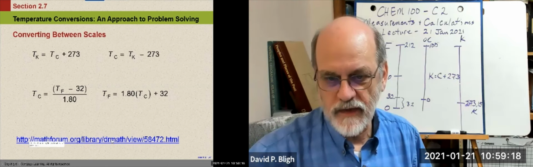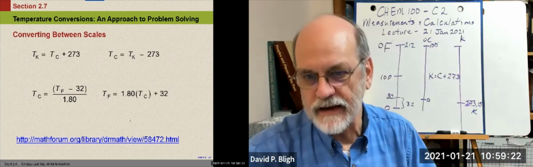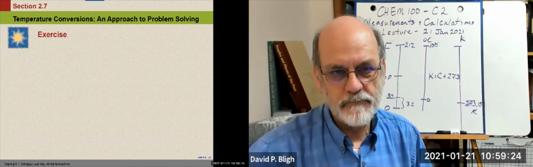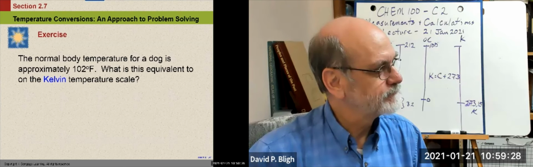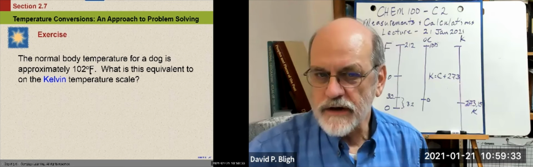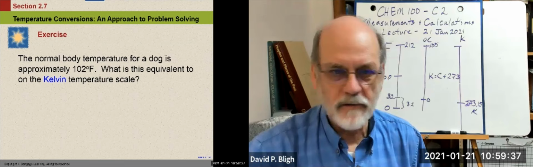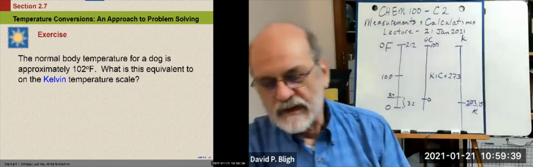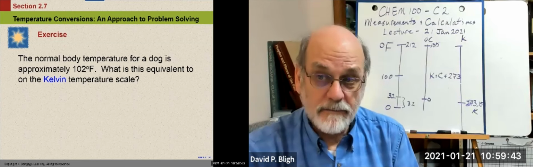You can go to that link, and it gives you a more complete explanation than I gave you. Okay. So if you have this problem, you got 102 degrees Fahrenheit. This is probably maybe Taos, New Mexico in the summer. And you want to know what that is in Kelvin.